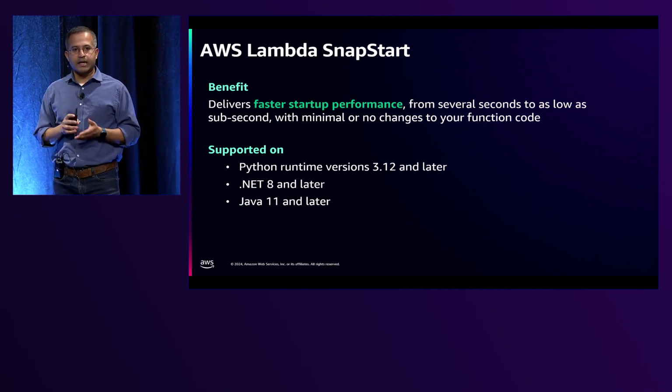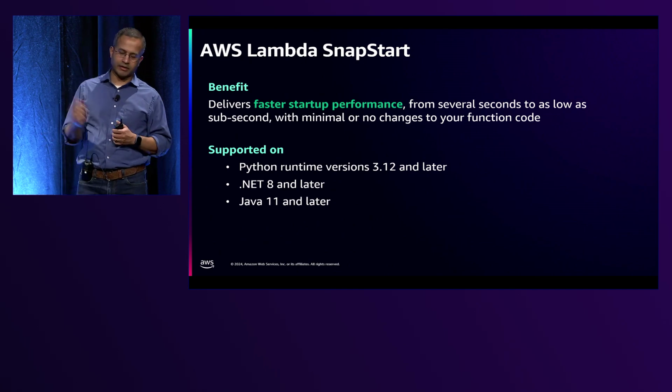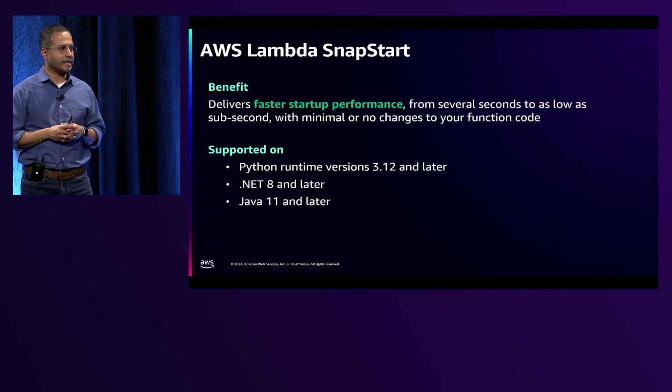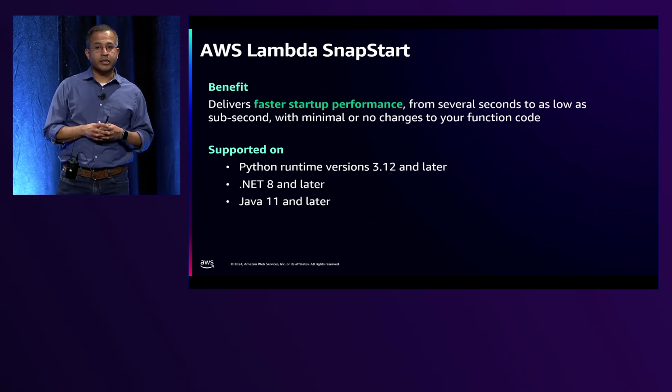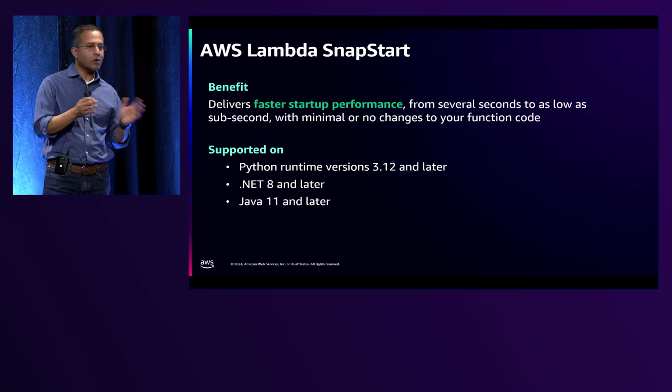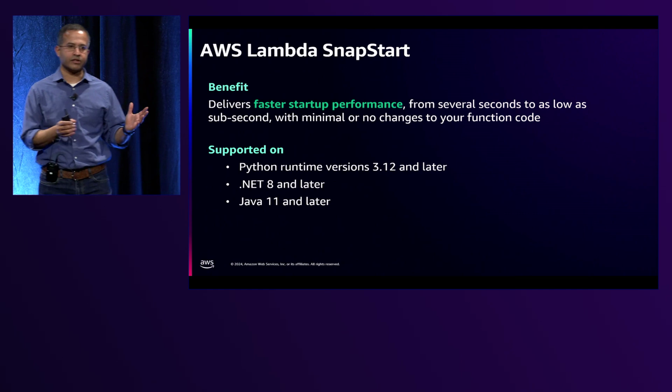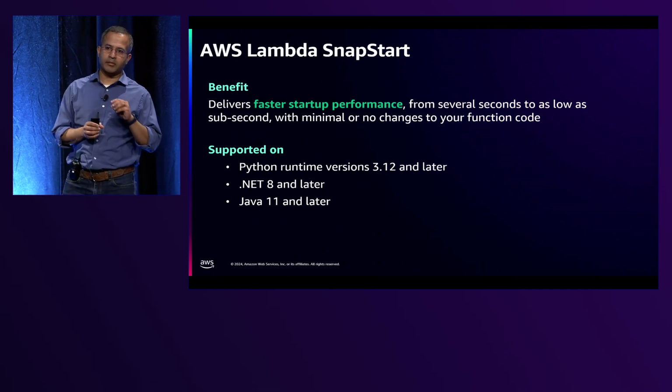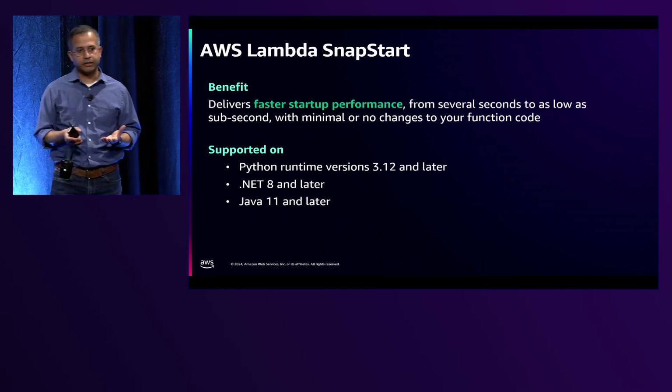Now, unlike Java, and Leandro alluded to this, with Python, typically the cold starts are shorter. Java has a median cold start latency of, let's say, around 4 seconds, but typically Python functions run faster.